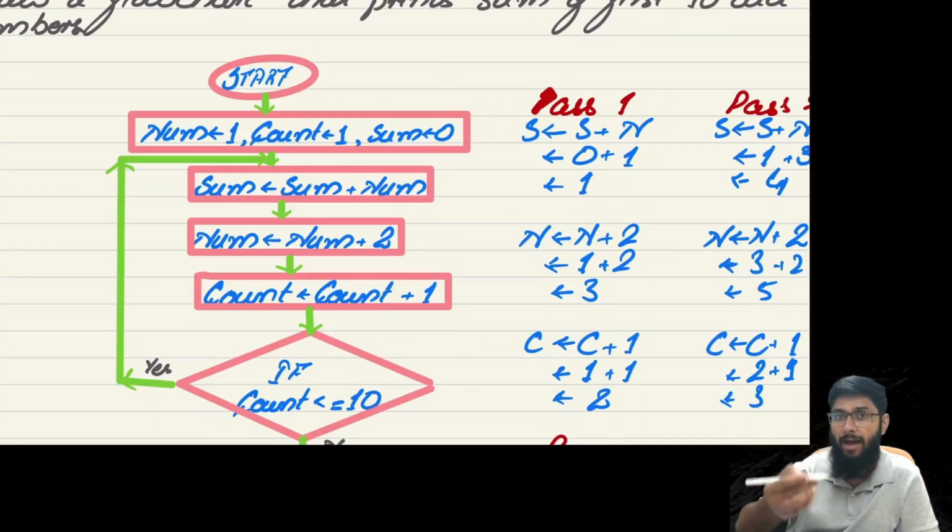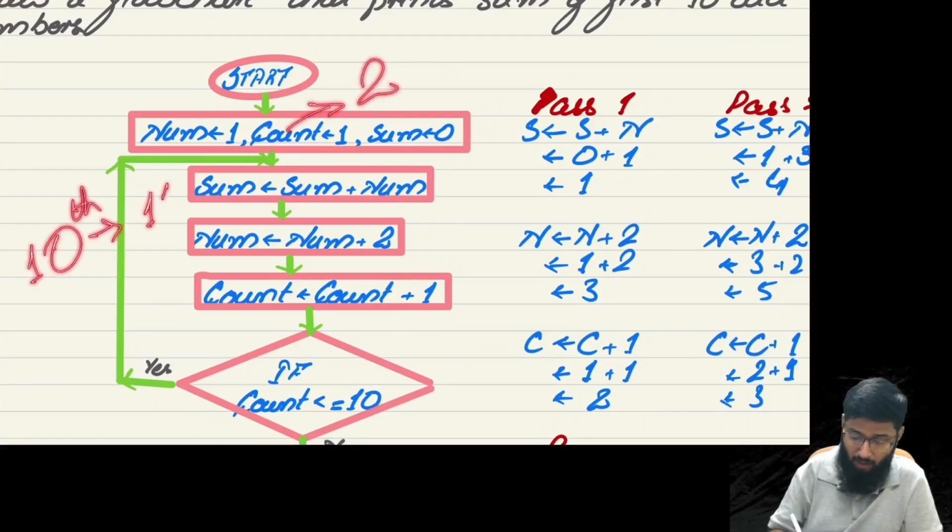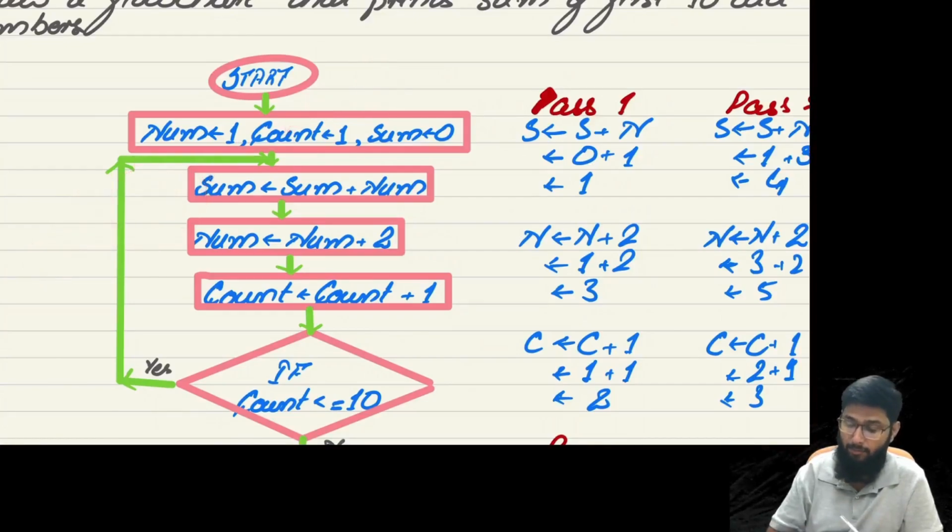So once you have moved ahead, that means the value for the count is going to be 2. That means when the 10th time you are going to move, the value for the count will be 11 at the moment.